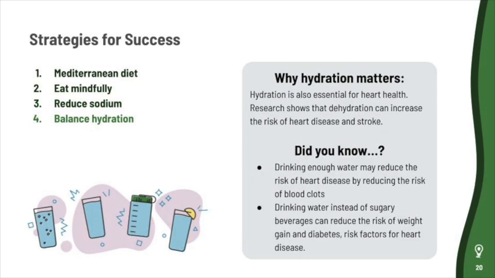Next, we'll talk about hydration, which is also essential for heart health. Research has shown that dehydration can increase the risk of heart disease and stroke. And a unique fact here is that drinking enough water may help reduce the risk of heart disease by reducing the risk of blood clots. Additionally, drinking water instead of sugary beverages can help reduce the risk of weight gain and diabetes, which we know are also risk factors for heart disease.